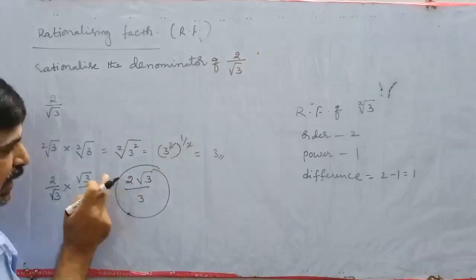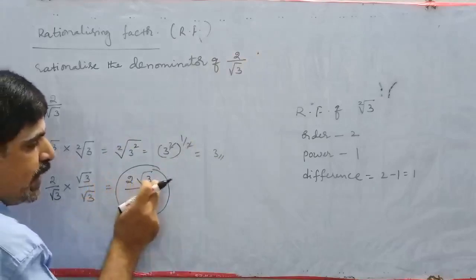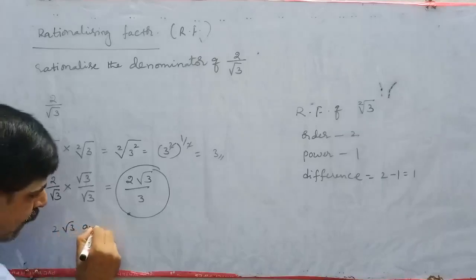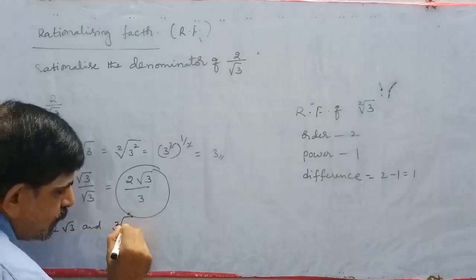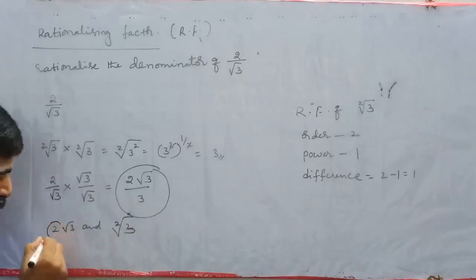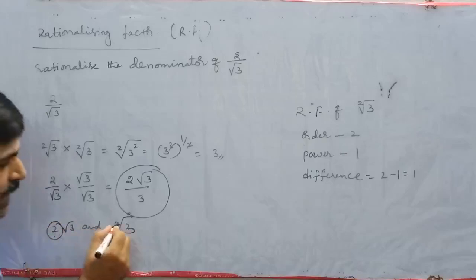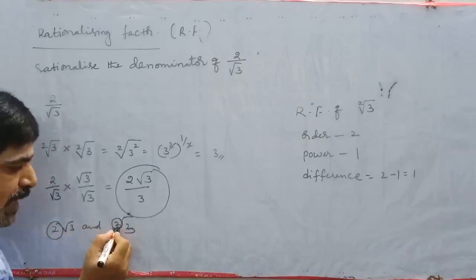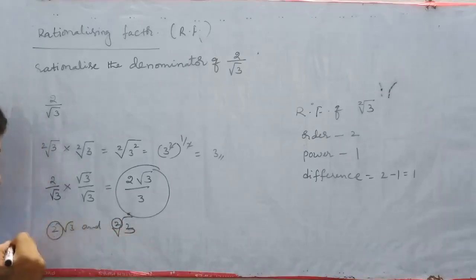Here there is a lot of difference between 2 root 3 and square root 3. There is a lot of difference between these two. Here this 2 represents the coefficient and this 2 represents the order of the surd. This is the coefficient of root 3, 2. Here this 2 represents the order of root 3.